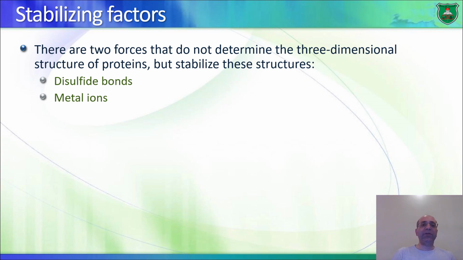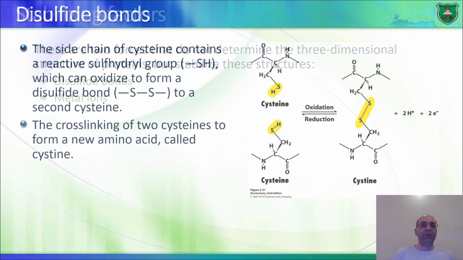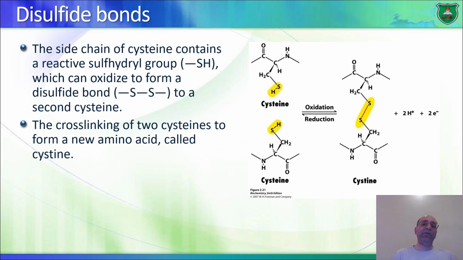So let's talk about disulfide bonds. Now, these are stabilizing forces. They are not structure determining forces. The non-covalent interactions determine the protein three-dimensional structure. But what disulfide bonds do is that they stabilize the structure. And these disulfide bonds are formed between two cysteine residues.